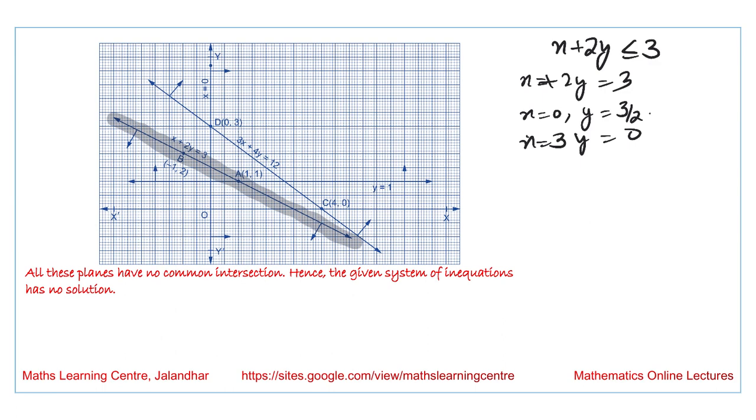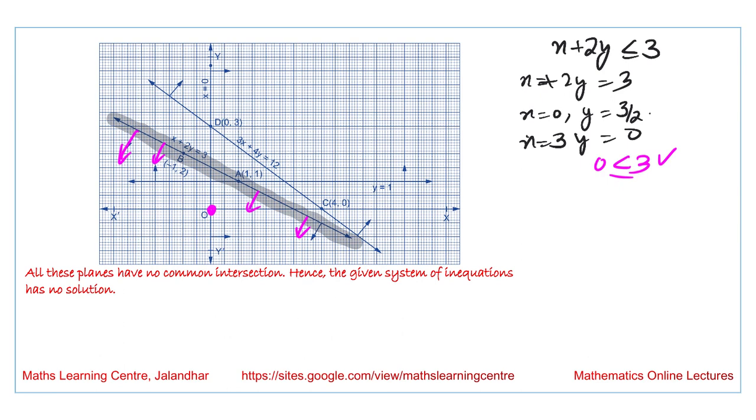And clearly the point (0, 0) does not lie on this line. If we substitute this point, 0 ≤ 3, it is satisfied. It means we are talking about the portion below this line.